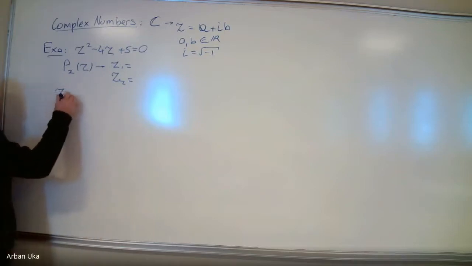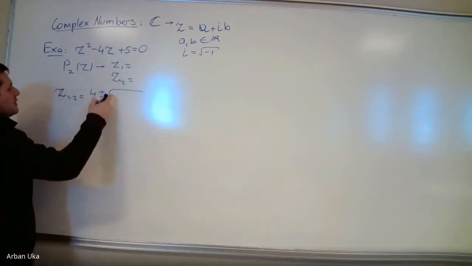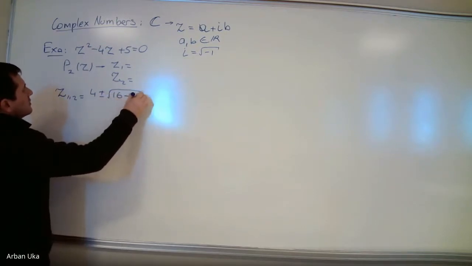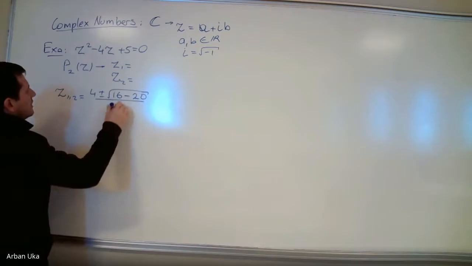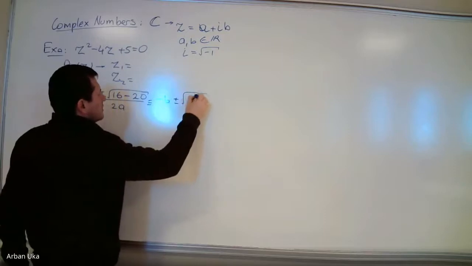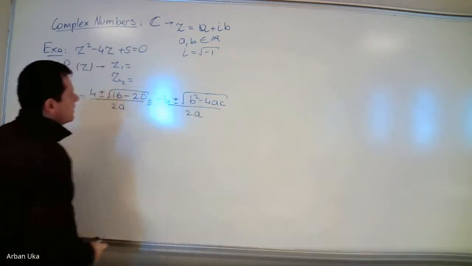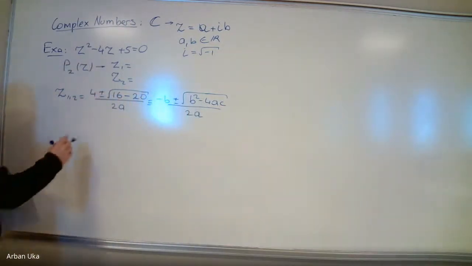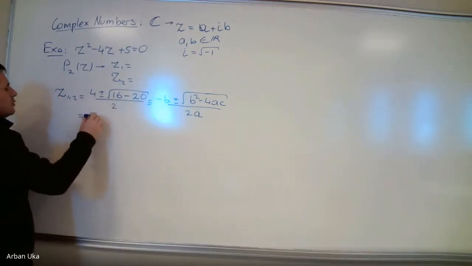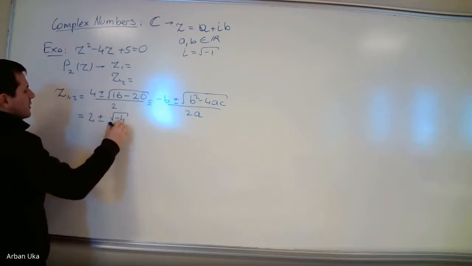Now we can find z1,2, which is equal to minus b plus minus the square root of b squared minus 4ac, so we get 16 minus 20, divided by 2a. So this is the expression minus b plus minus the square root of b squared minus 4ac over 2a. Here a is 1, so this is divided by 2, and we get 2 plus minus the square root of -4 over 2.